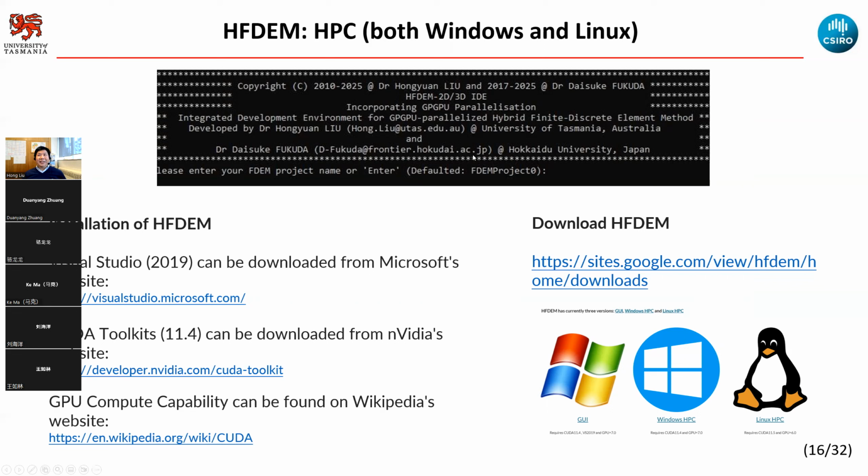As I introduced before, we have a few versions of the software. So that's a GUI Windows version and a Linux version. So here for the split-Hopkinson bar dynamic test, you will only be able to use these two versions and should not use the graphical interface version, since that one is involved in dealing with the graphics, making the calculation very slow.